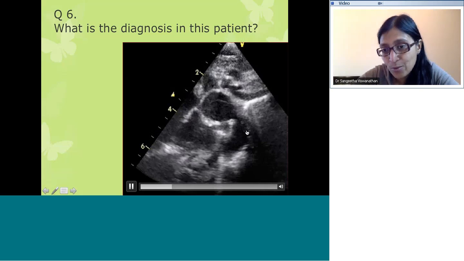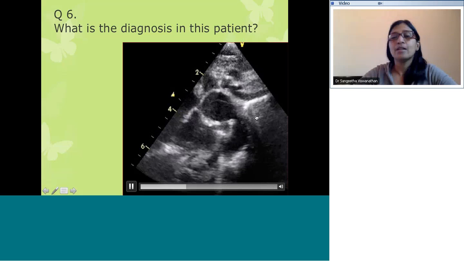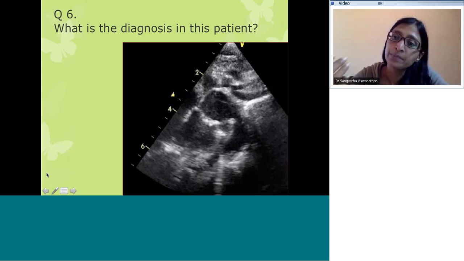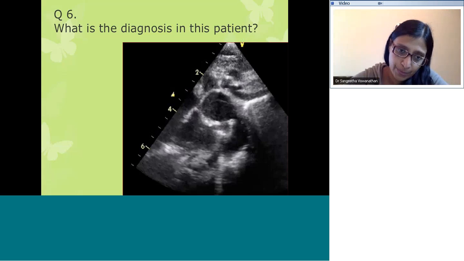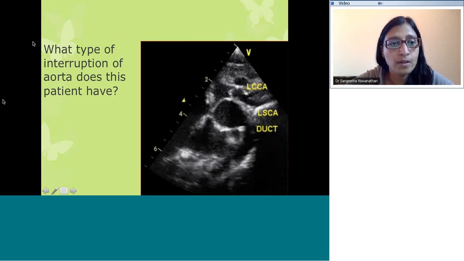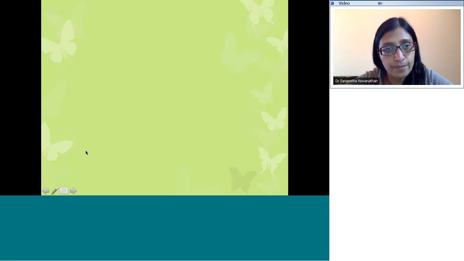So in that case, usually the left subclavian will be here, okay, distally. But this one is a type A interruption. What is the most common genetic association with interruption? Correct. So DiGeorge syndrome is commonly associated with interruption.